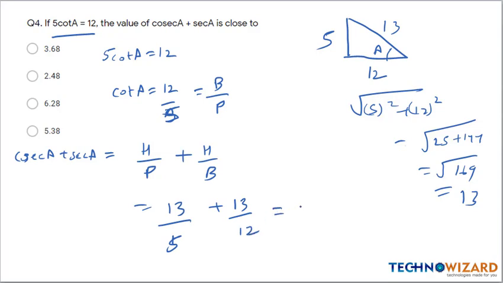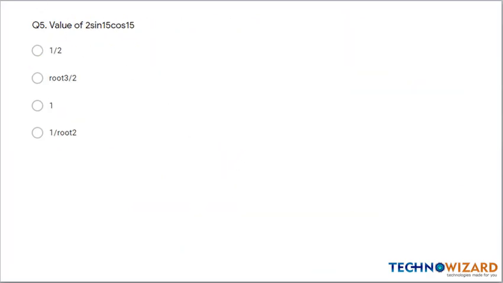13 upon 5 plus 13 upon 12. On solving this, you will get 2.6 plus 1.08, which is equal to 3.68. 3.68 is the correct answer, therefore option A. Okay. Now question number 5.